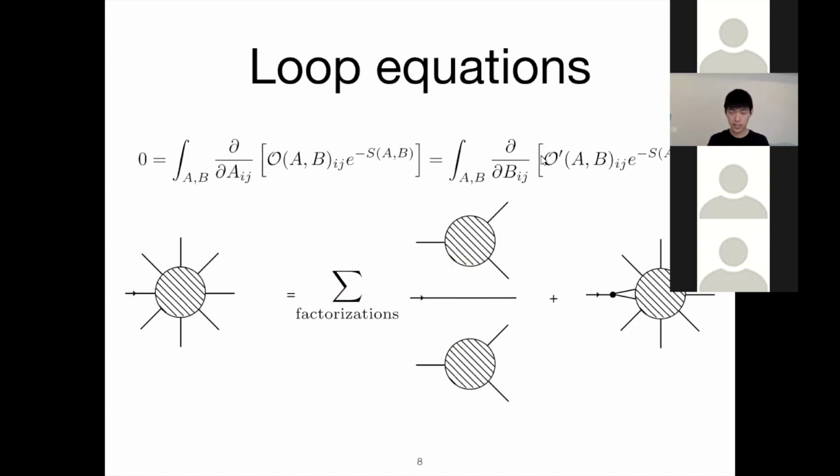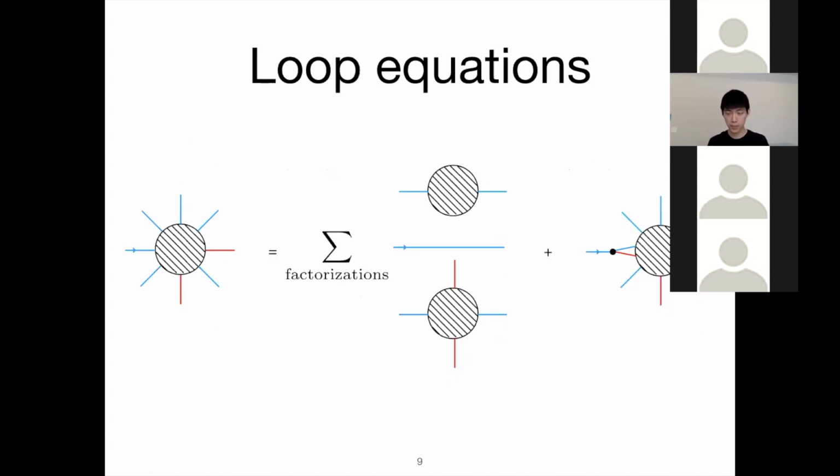So this gives us a closed relationship between higher point correlation functions and lower point correlation functions. And in general, it's a series of quadratic equations that we have to solve in all of the variables. The variables in this case being single trace correlation functions.